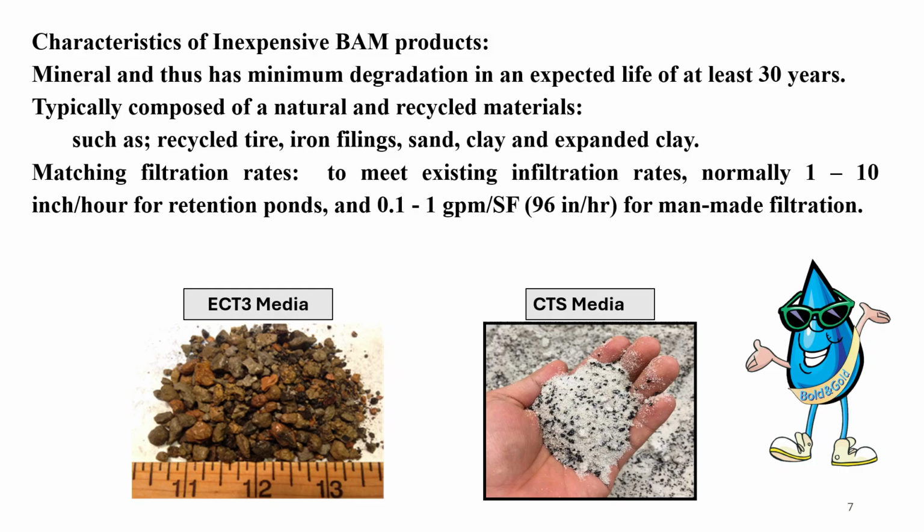One of the most critical characteristics to evaluate when selecting an inexpensive BAM product is the filtration rate, because it needs to match the existing infiltration conditions of the site. For retention ponds, infiltration rates typically fall in the range of 1 to 10 inches per hour, while man-made filtration systems generally operate between 0.1 and 1 gallon per minute per square foot, which translates to roughly 96 inches per hour. The treatment or filtration rate is a major determining factor in which product you select, largely because it directly influences the overall cost of the system. Two examples of inexpensive BAM products designed with these characteristics in mind are ECT3 media and CTS media.